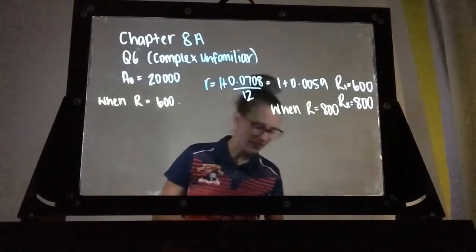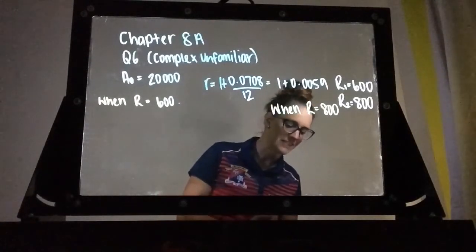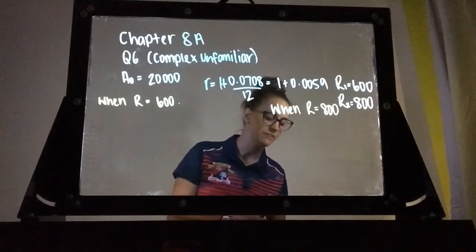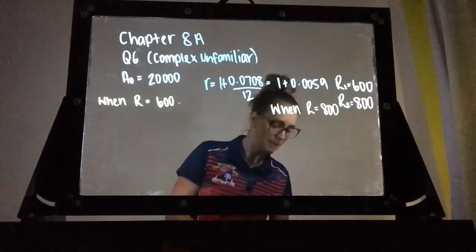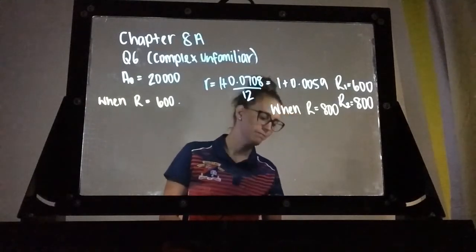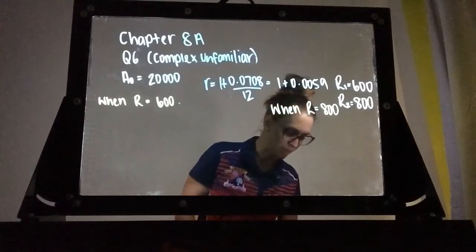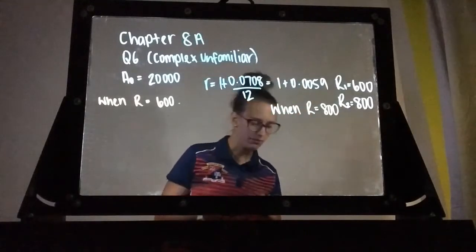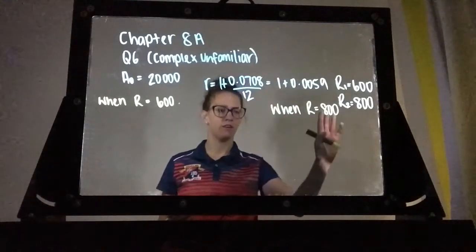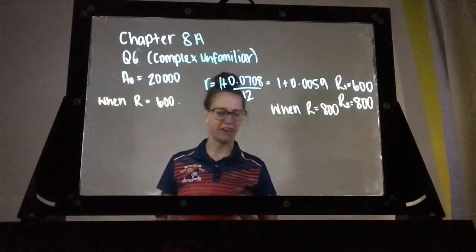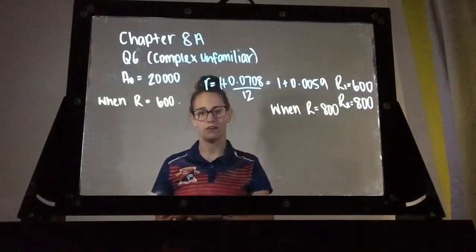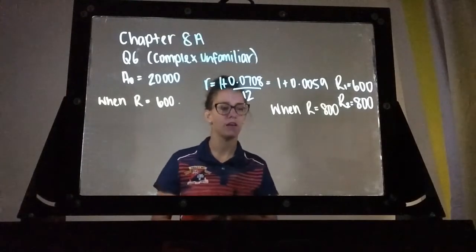So, question 6. What it says is that Andrea needs to borrow $20,000. Her bank will charge interest at an annual percentage interest rate of 7.08%, compounding monthly. Andrea will be required to make monthly payments of $600, but Andrea thinks she can afford to pay $800. For part A, construct a recurrence relation for monthly payments of $600. For part B, construct them for repayments of $800. And then it wants you to have a look at how much interest she will be saving. So that's where the unfamiliar part comes to it.